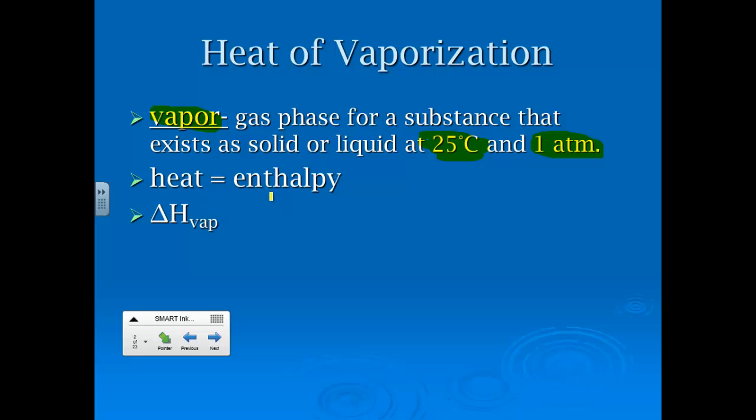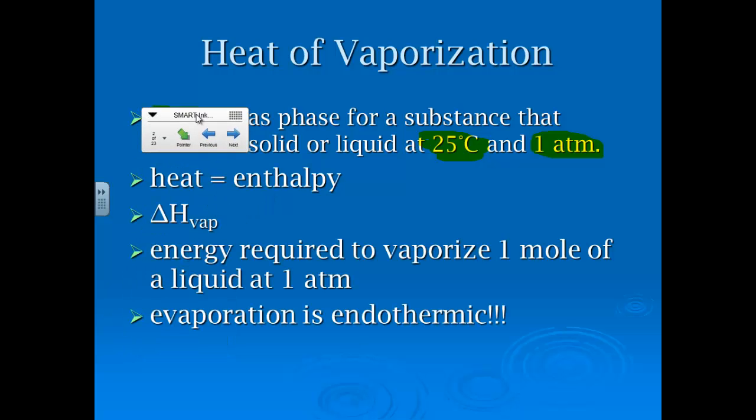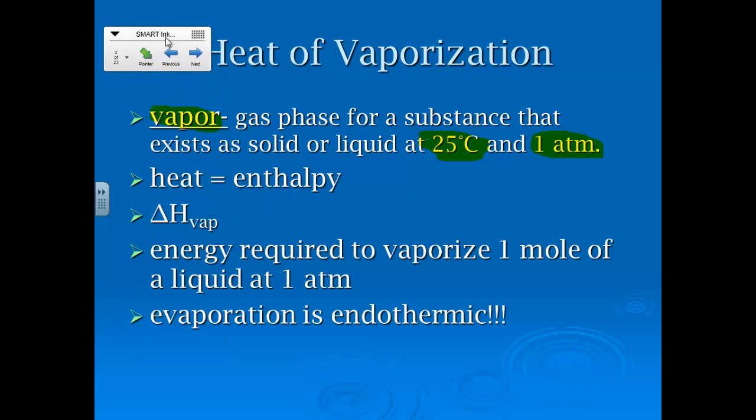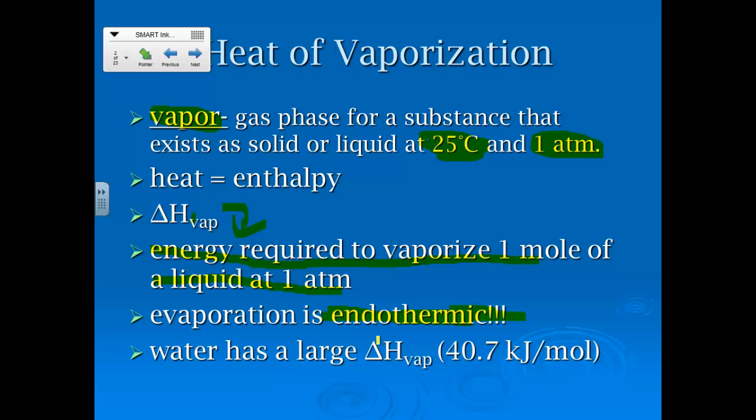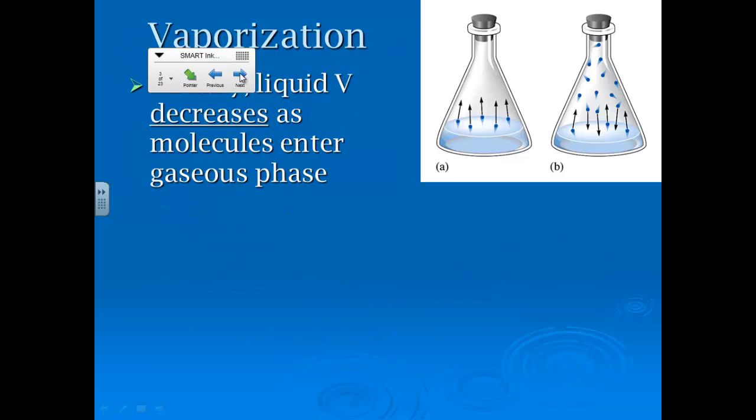into the gas phase. Heat we know equals enthalpy, so we can look at what's called the delta H of vaporization as the energy required to vaporize 1 mole of a liquid at 1 atm. And evaporation is endothermic because you're raising the kinetic energy of those particles by raising the temperature. Water has a very large delta H of vaporization because it's so polar and has such strong hydrogen bonding. It takes a lot of energy to convert liquid water to a gas.